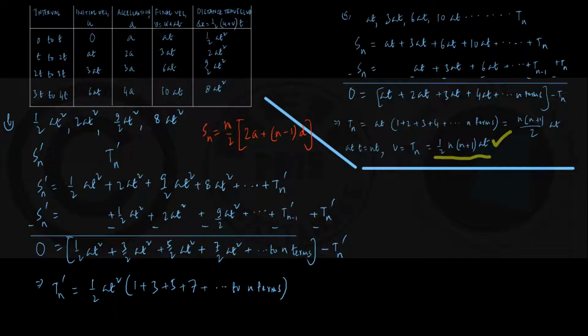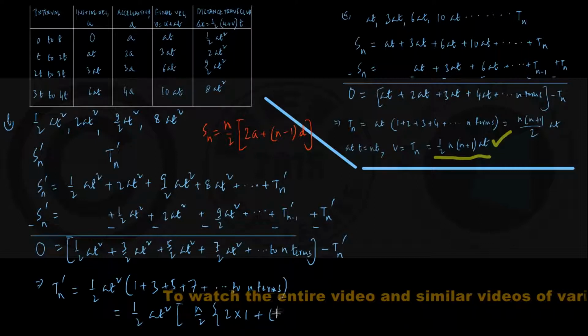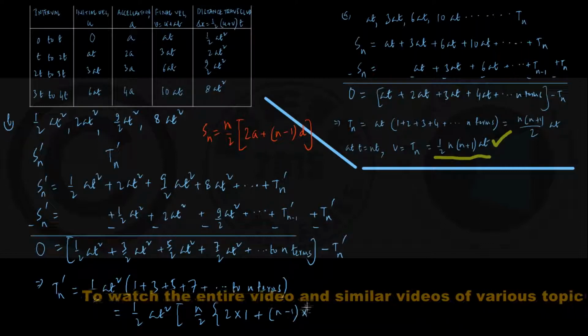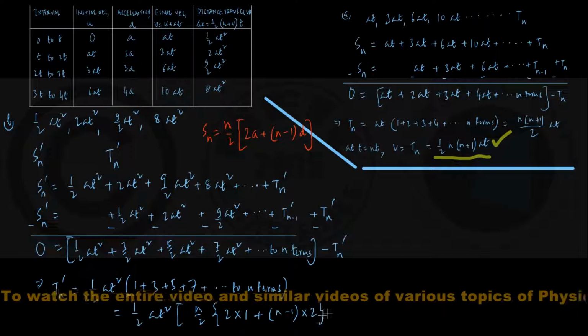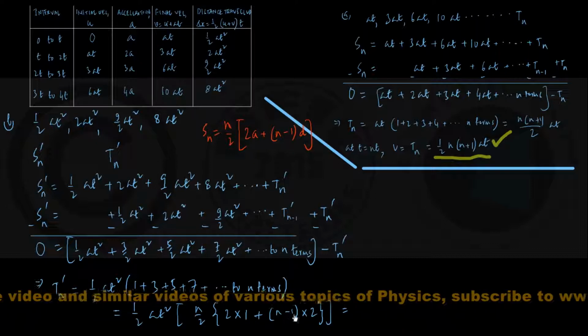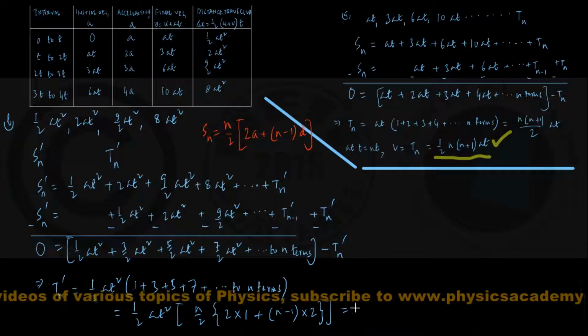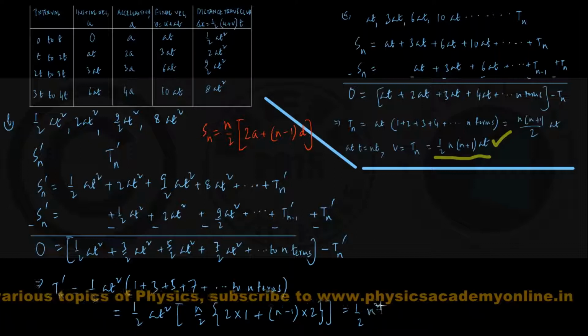So applying this formula, we could write down that Tn dash is coming out to be half into a t square, and then it is n by 2 into 2 into 1, that is the first term, plus (n minus 1) into the common difference, which is 2 in this case. Let us see what we get from here. It is 2 plus 2n minus 2, that is giving me just 2n into n by 2, giving me n square only. So this is coming out to be half into n square into a t square.